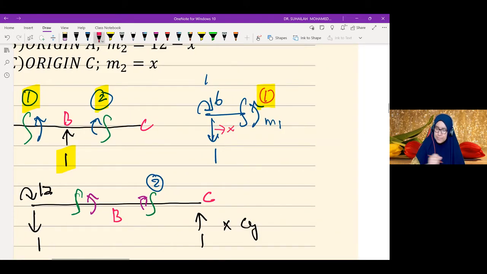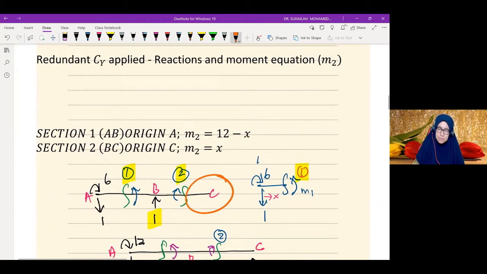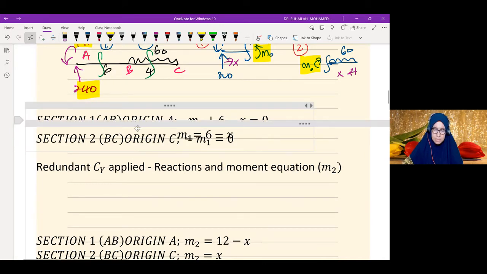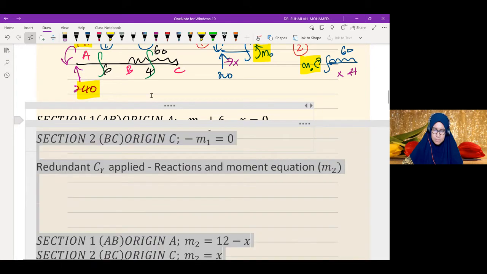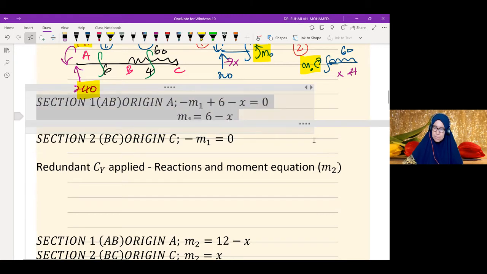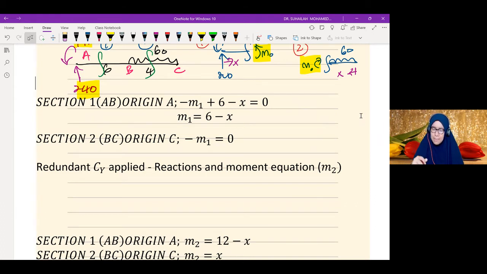This is X. Okay, so we write the moment equation. For cutting section number 2, moment is equal to 0 because of this. Okay, so this is the equation. It is 6 minus X, 6 minus X, and 6 minus X, and M is equal to 0.